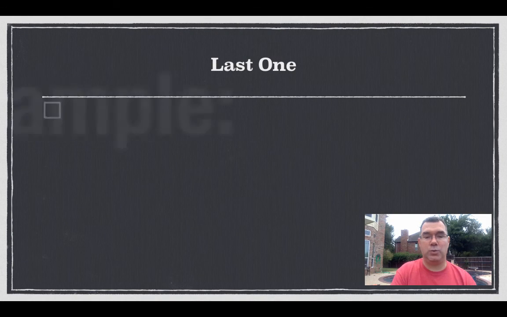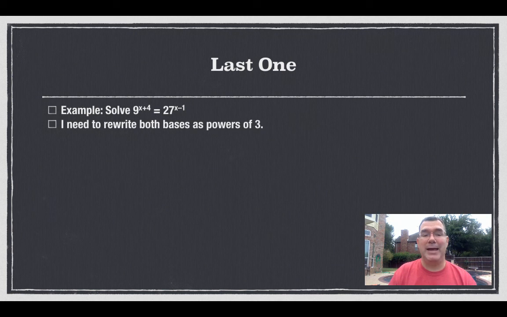All right, here's the last one. If I'm solving 9 to the x plus 4 equals 27 to the x minus 1, again, those bases aren't the same, and I can't raise 9 to anything to get 27, but I can write both of those bases as powers of 3. 9 can be written as 3 squared, and 27 can be written as 3 cubed.